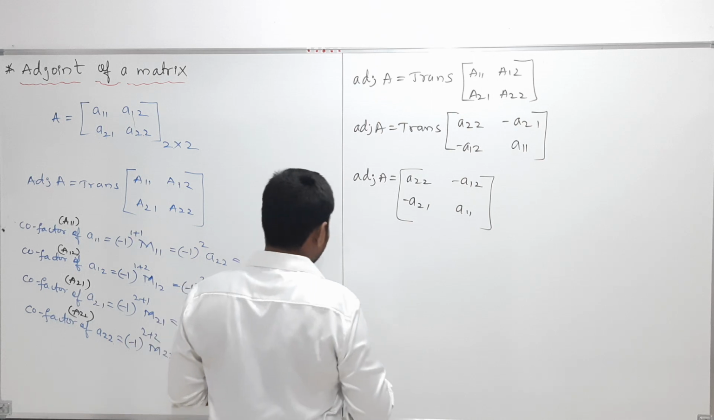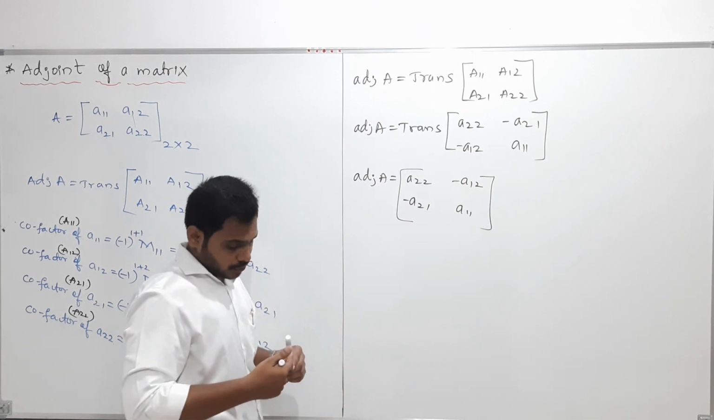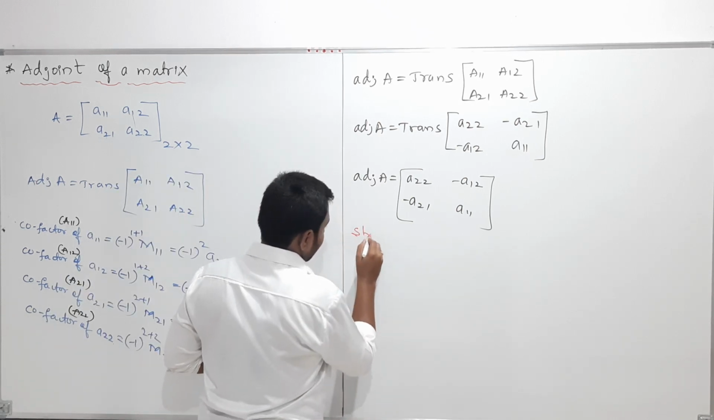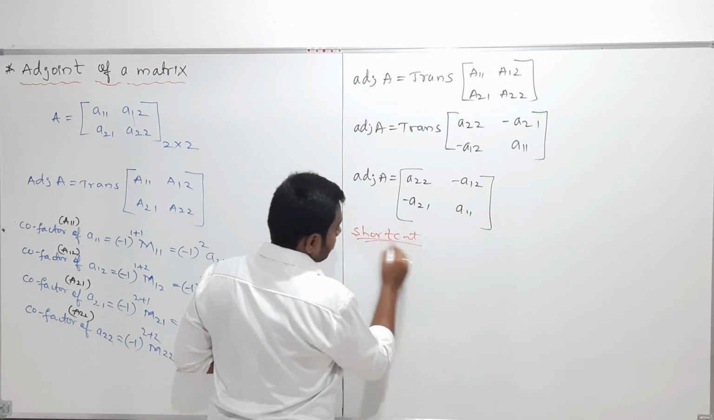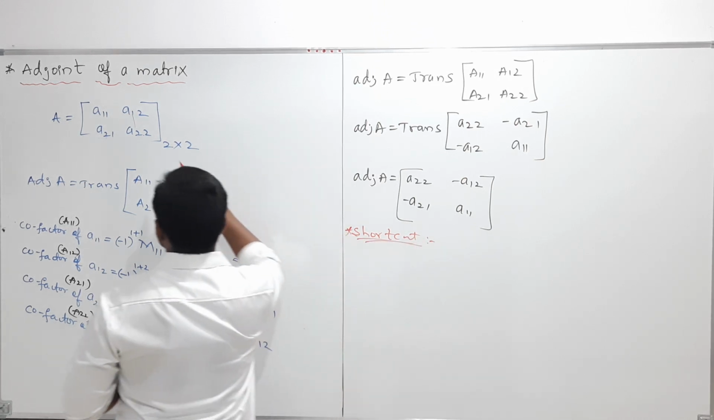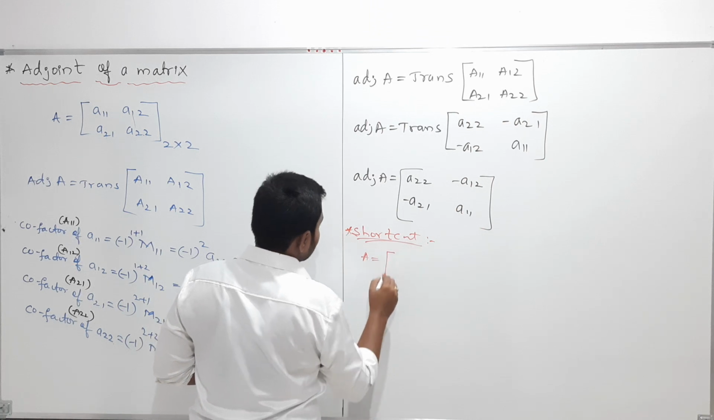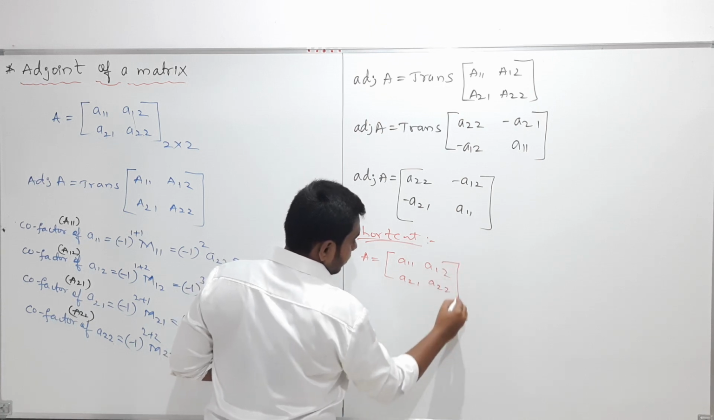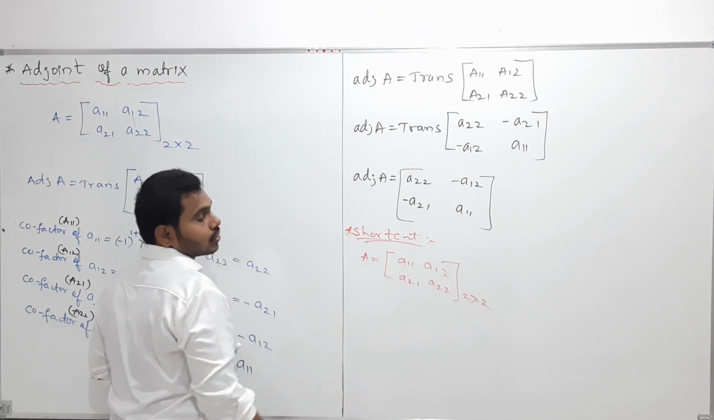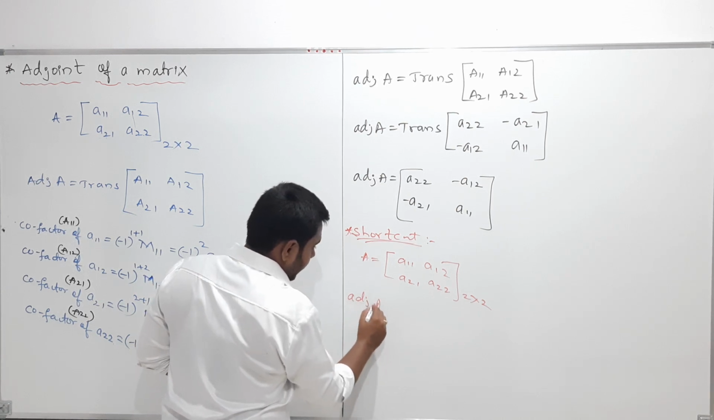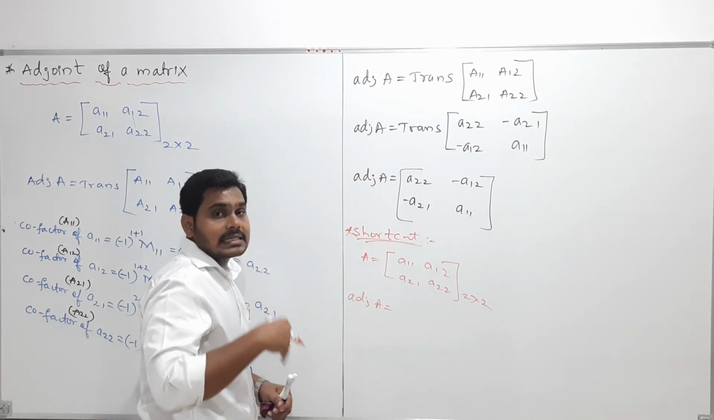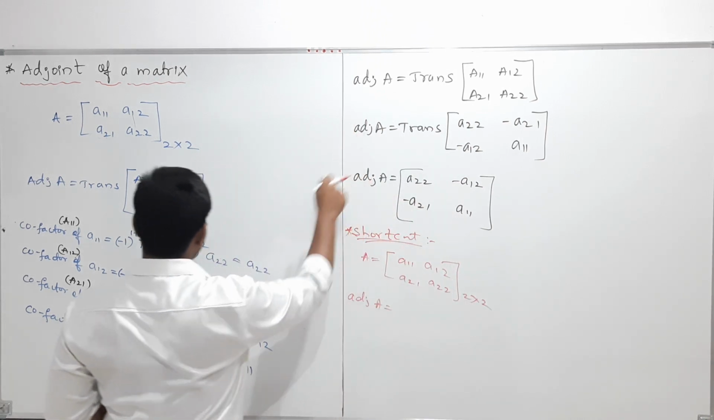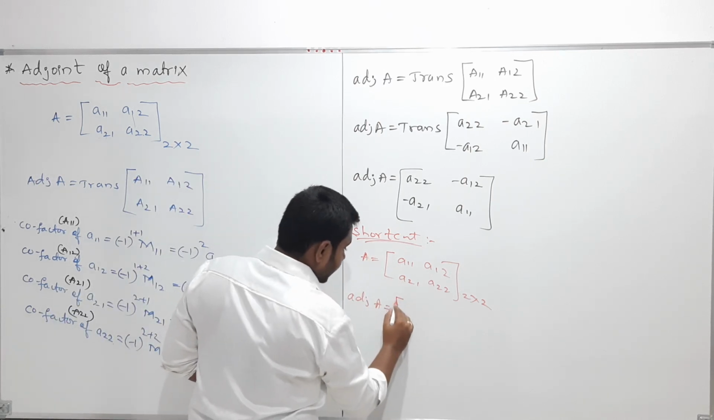So what is the shortcut I told you? If the given matrix is of the order 2 cross 2, so if A is equal to A11, A12, A21, A22, then adjoint of A you can calculate like this, but in CET or competitive exams, without calculating all these cofactors, I can directly write the adjoint of A.